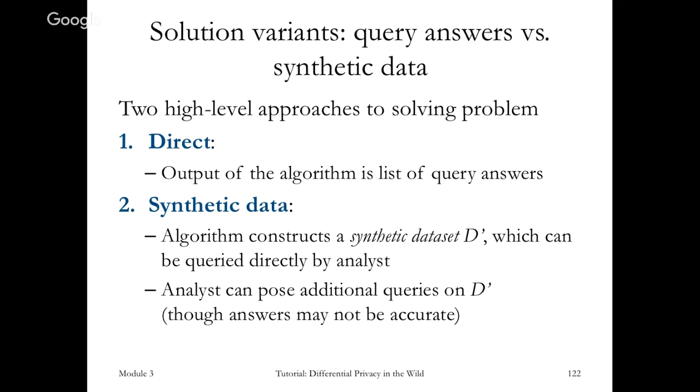Another approach is the synthetic data approach, where the differentially private algorithm will construct what's called a synthetic data set, D prime, which then gets published. It may be based on the real data, but it's based on differentially private computations on that real data. So it contains a collection of fake records that are in close proximity to the original data. Once that data has been published, an analyst can do whatever they want with it. They can ask any query they want. Of course, the answers aren't always going to be accurate, so some queries they ask on the synthetic data set may have high error.